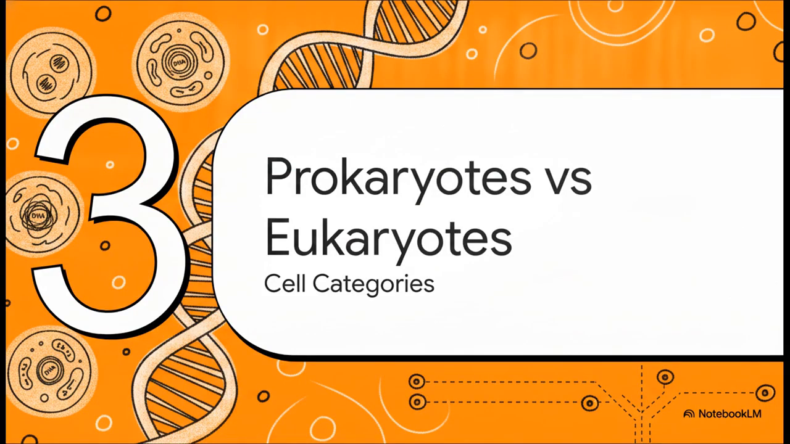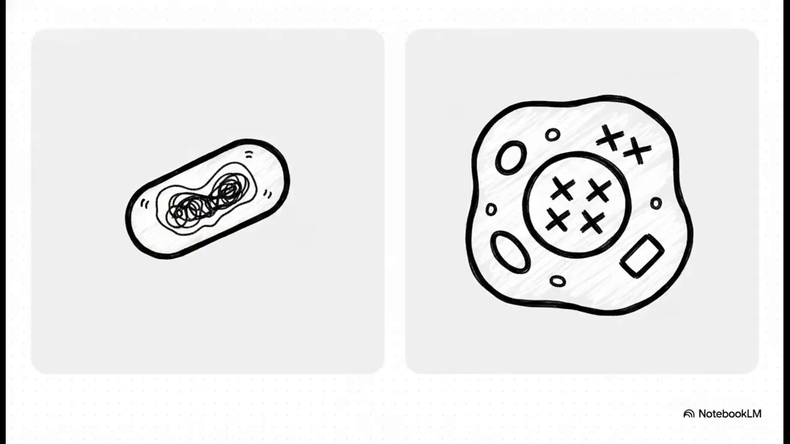Let's move on to Section 3, prokaryotes versus eukaryotes. So biologists draw a huge, crucial distinction between two main types of cells, prokaryotes and eukaryotes. Prokaryotes, which include things like bacteria and archaea, are the simpler of the two. They don't have a defined nucleus. Their DNA is just kept loose in the cytoplasm on a single circular strand, and they're pretty much always single-celled organisms.